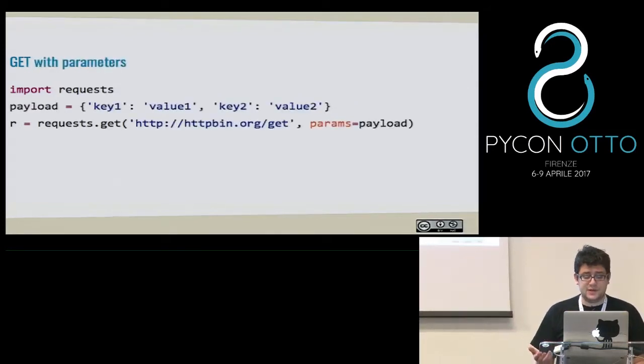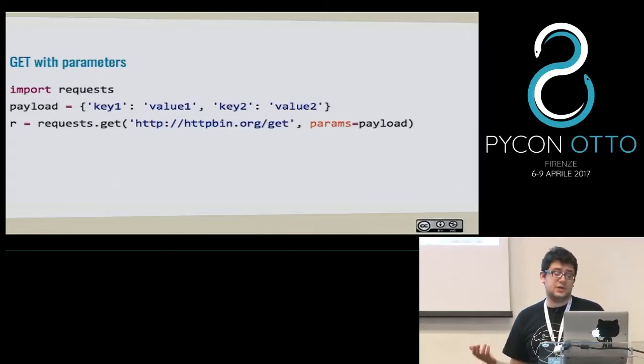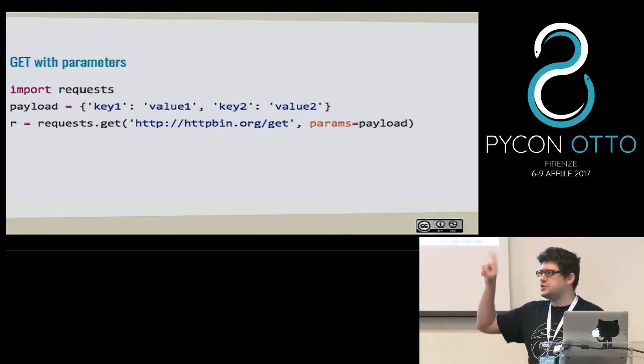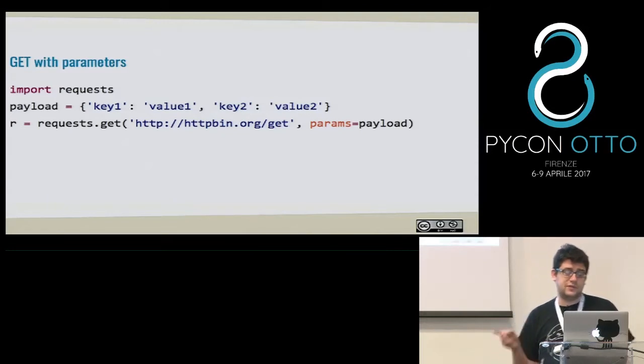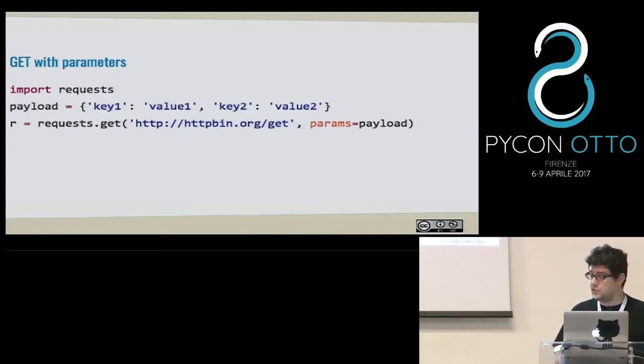Then here we can see a GET using parameters. You may have seen, especially when you browse some website, a question mark in the URL, and then there are a lot of parameters. When you send a GET request, you normally have to encode these parameters properly. With requests, you don't have to do it manually. You just define all the values in a dictionary, and you pass the dictionary to the params.